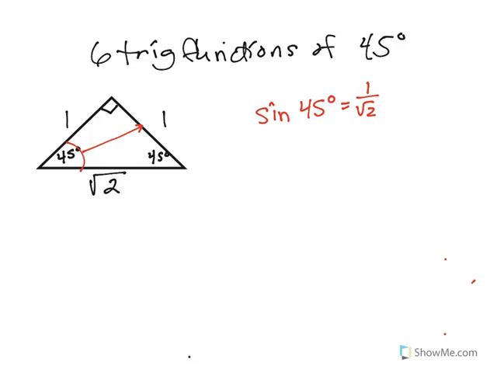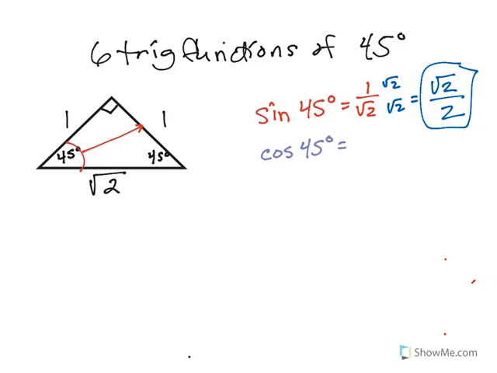And I know what you're thinking. I can't have a radical in the denominator. You're right. So we've got to multiply top and bottom by radical 2, and I get radical 2 over 2. There's the sine of 45. Well, friends, if we do the cosine of 45, the adjacent side is 1, and the hypotenuse is still radical 2. Okay? Doesn't take a genius to know that that's also going to be radical 2 over 2 because they're the same. So the beautiful thing about 45s is the sine and the cosine are the same.